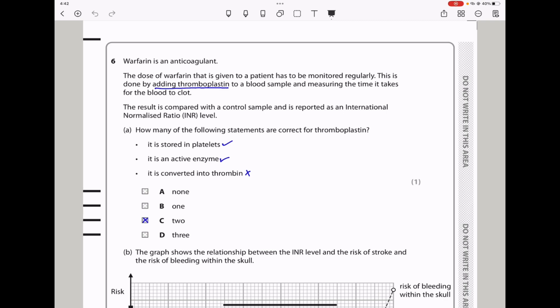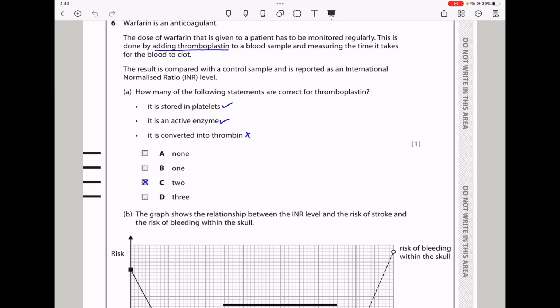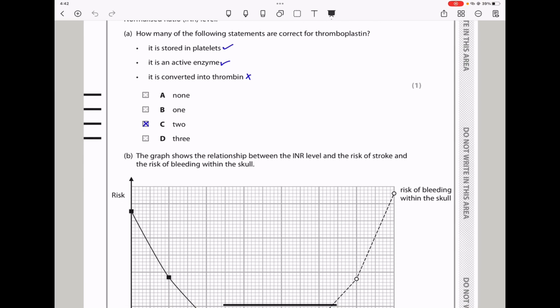It is stored in platelets, that is correct. It is an active enzyme, that is correct. It is converted into thrombin, that is wrong. Prothrombin is converted into thrombin using the active enzyme thromboplastin. So we have only 2 statements that are correct, so my answer is a C.